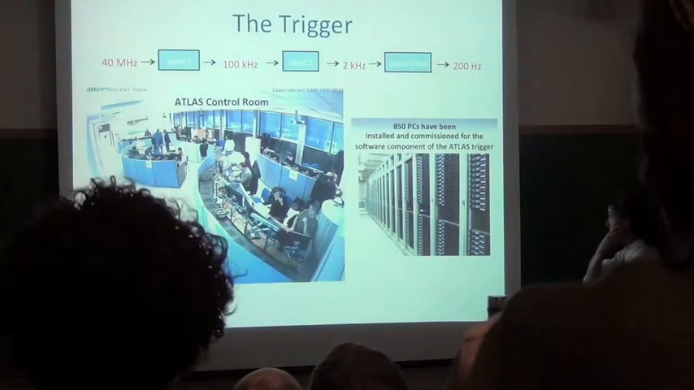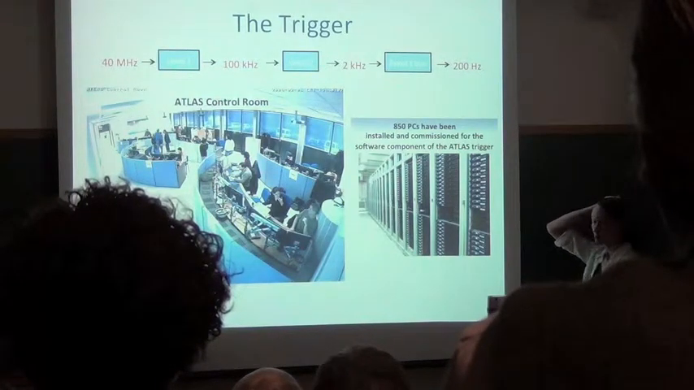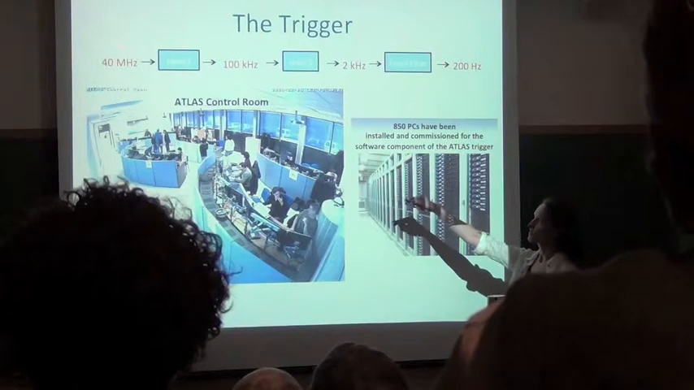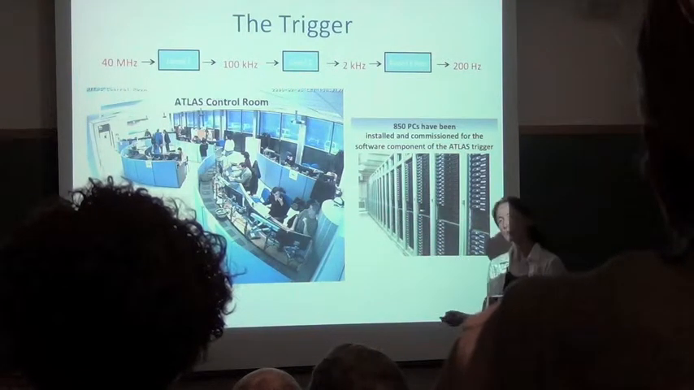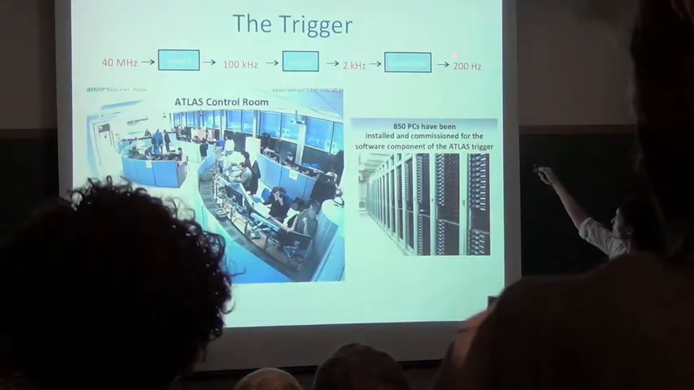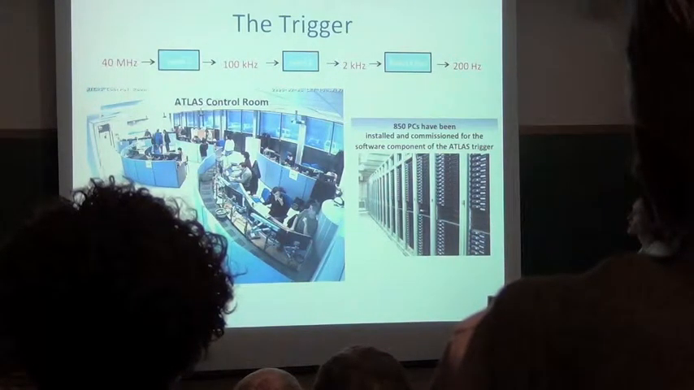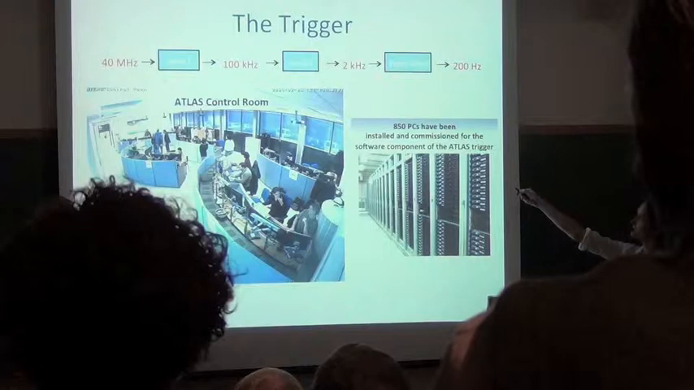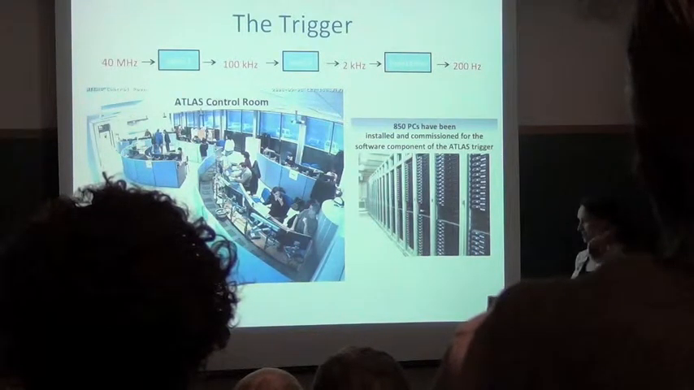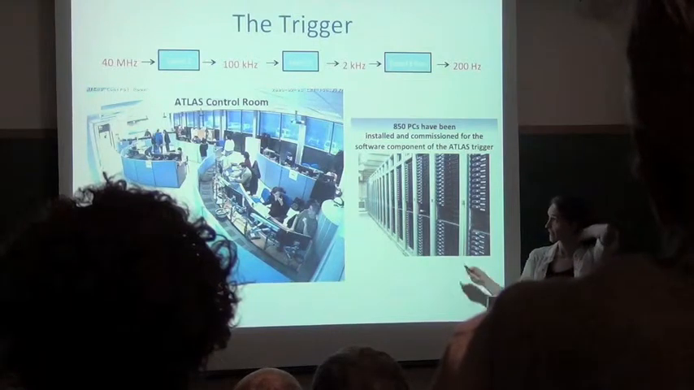I have to show this picture. The trigger is what I work on for the experiment. We're looking for rare processes. So we have potentially 40 megahertz collision rate. That's every 25 nanoseconds, bunches of protons pass through each other. We can only afford to keep about 200 to 800 of those. So we have a trigger that actually selects some of it in real time, what's interesting and what we should keep. There's a lot of physics that happens with the trigger, so I like that.